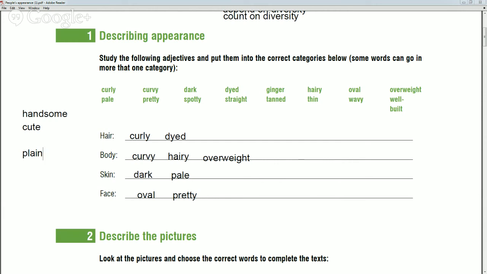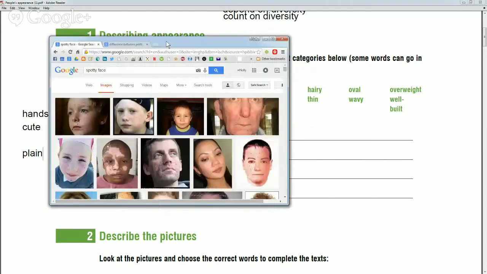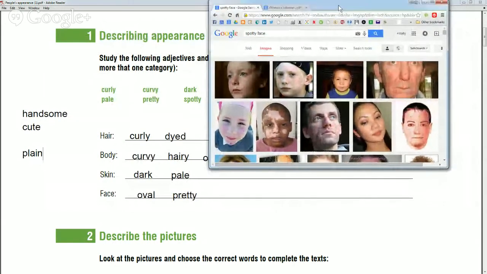Well, let's go on to the next one. The word spotty. Do either one of you guys know what that would be? Bakri, do you know that word, spotty? Face, like usually a lot of spots on the face. Yeah, spotty face. Let me show you guys, to give you a visual to give you an idea. Somebody who has a spotty face would be this type of thing.